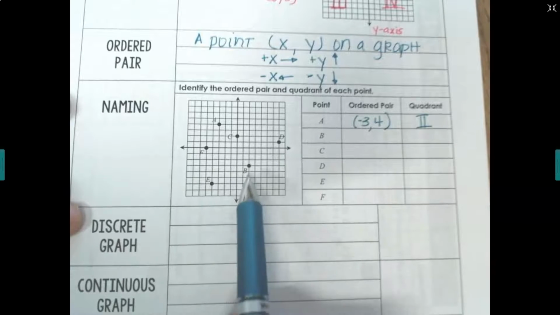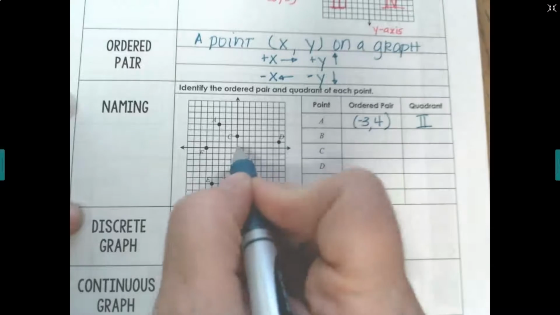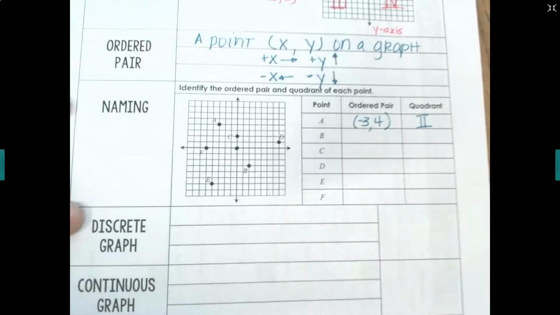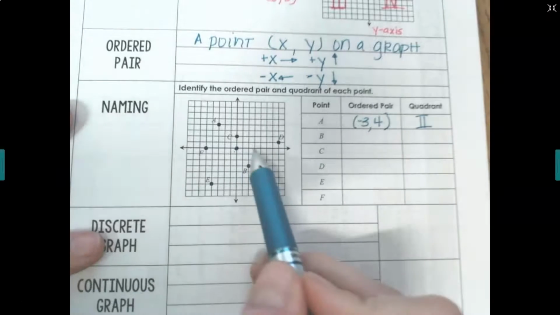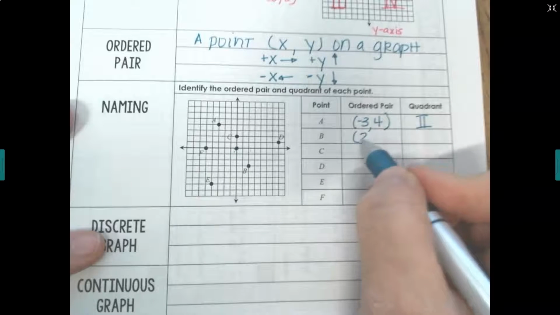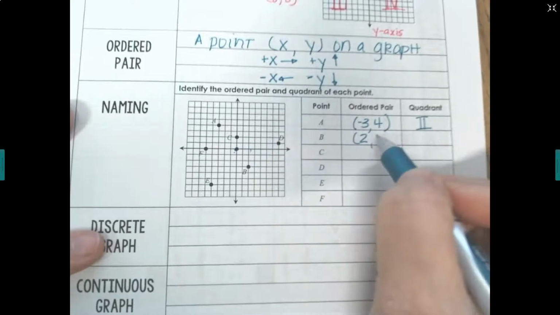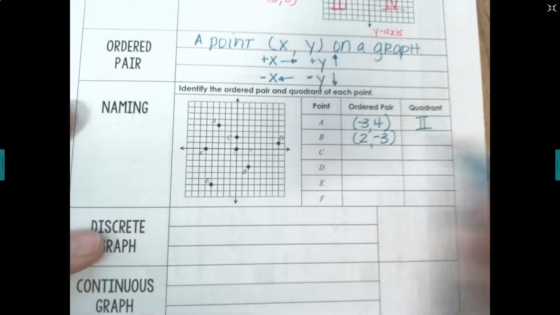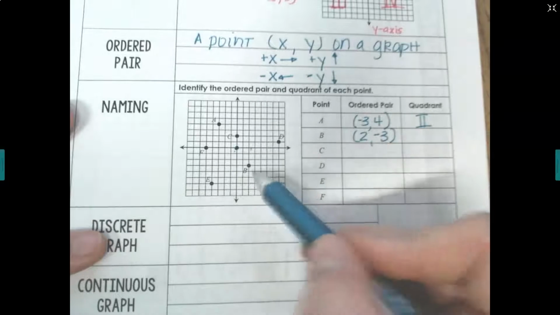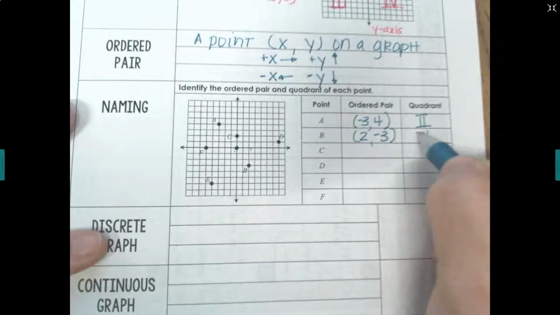Let's try B. B is right here. So we're naming everything from our origin right there. So we had to go 2 to the right. And then to get to the point, we had to go down 1, 2, 3. And that's a y value. That's down. So that's a -3. B is in the 4th quadrant.